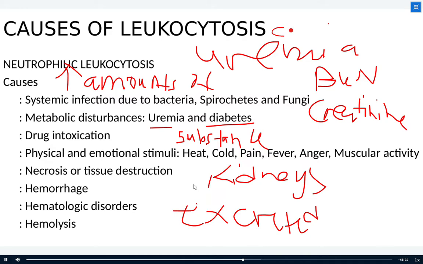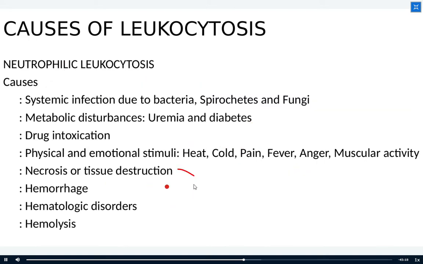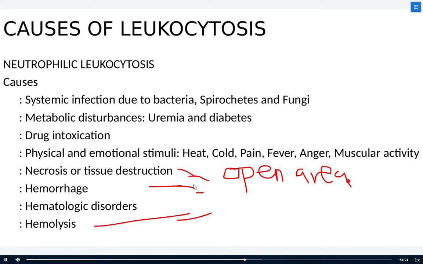Alright, very good, Ms. Bosque. You have your chemotoxins. Remember, your chemotoxins would stimulate the production of WBCs, and they are usually caused by heat, cold, pain, fever, and so on. Then we also have your necrosis, hemorrhage, and hemolysis. Now, these three are related by how they would cause what you call an open area. So when there is an open area in your body, say nagkaroon ka ng, huwag na natin isama yung hemolysis class, yung hemorrhage lang and necrosis or tissue destruction.